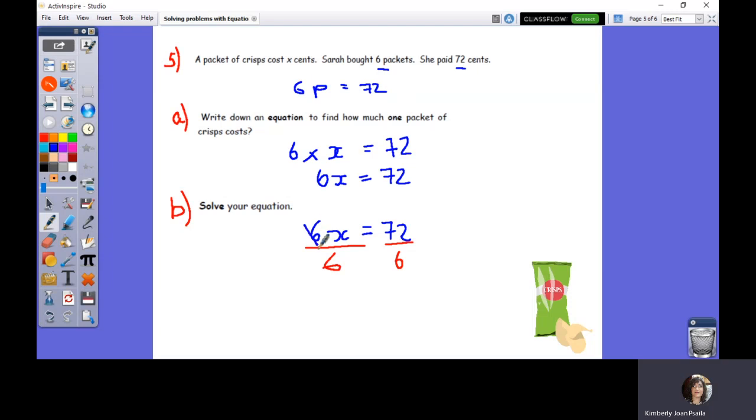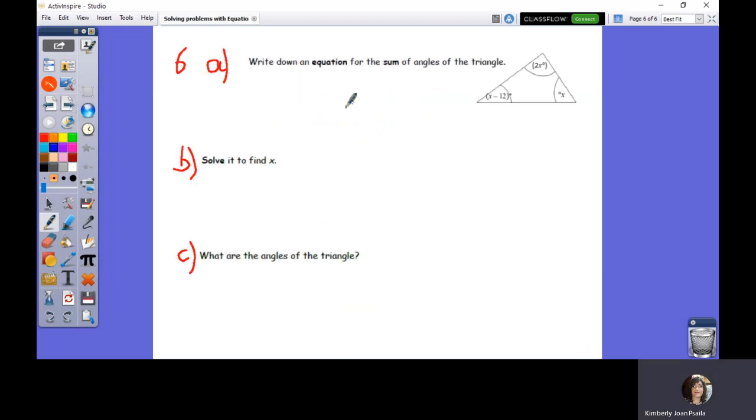So 6 divided by 6 gives us 1x. 72 divided by 6 gives us 12 cents. Therefore, the cost of one packet is equal to 12 cents. We have our last problem here. So write down an equation for the sum of angles of the triangle.